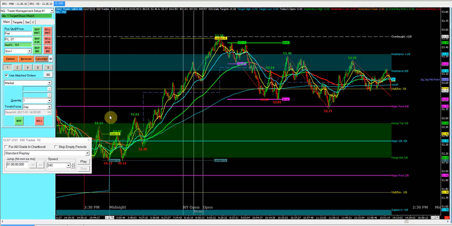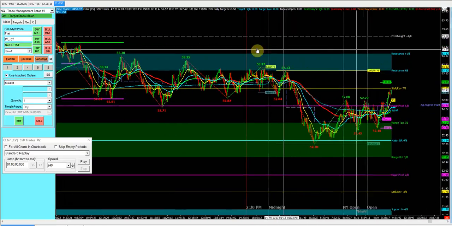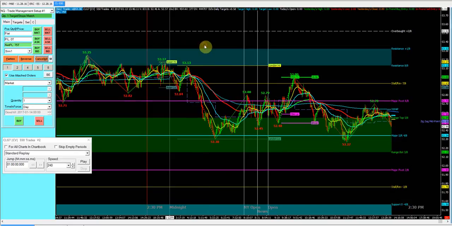We fiddled around in this range, popped up, went to the overbought line. Okay, the overbought was 53.52. We went up to overbought the previous day. It was not unreasonable to assume. And then we opened at midnight. We opened right at the bottom of resistance. So it was not unreasonable to think that this was going to be a short day down to that major support resistance.